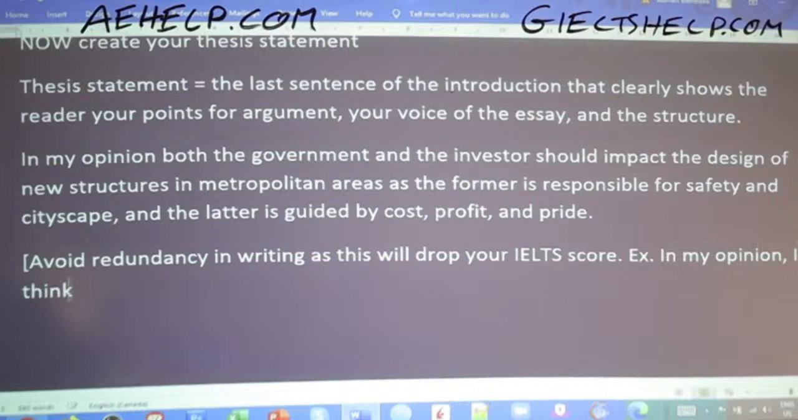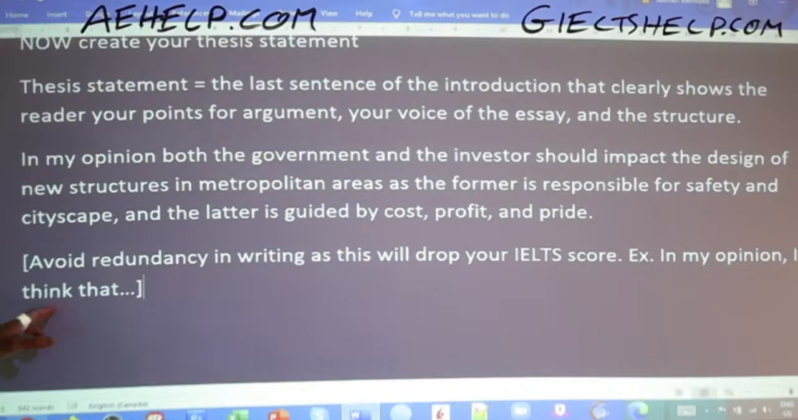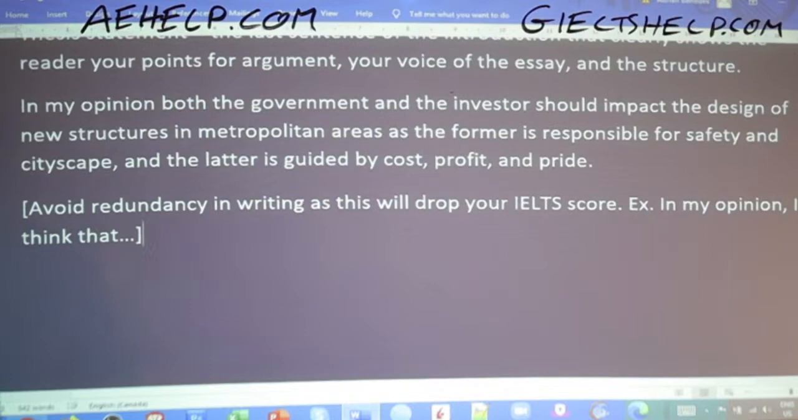Okay, I see this all the time, Yash, so that's why I'm taking a minute to emphasize this. Don't do that in writing. That's considered bad writing. "In my opinion, I think that it's the same." So your opinion and what you think are the same ideas, okay? Don't repeat yourself.